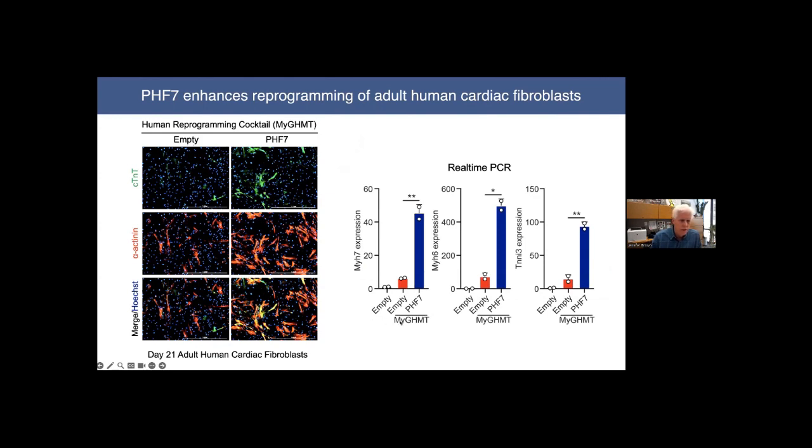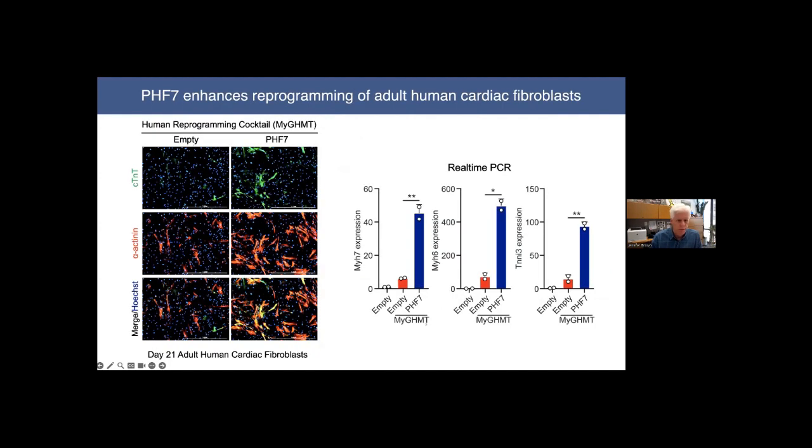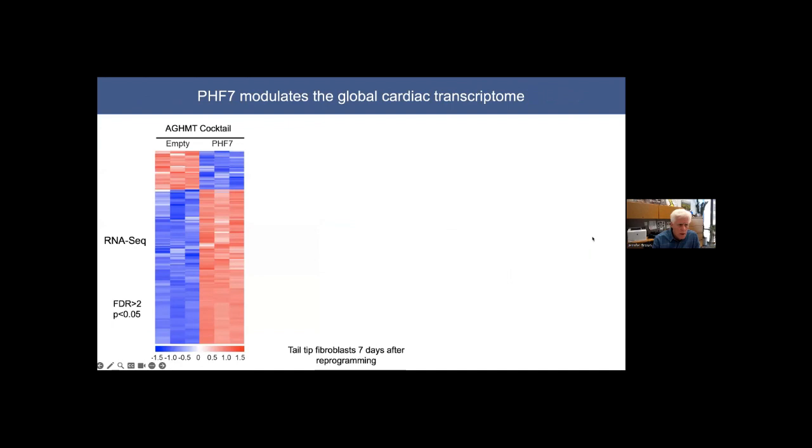In humans, the cocktail is myocardin plus GATA4, HAND2, MEF2, and TBX. In the presence of this cocktail, you can see that PHF7 really boosts the expression of these representative cardiac genes.